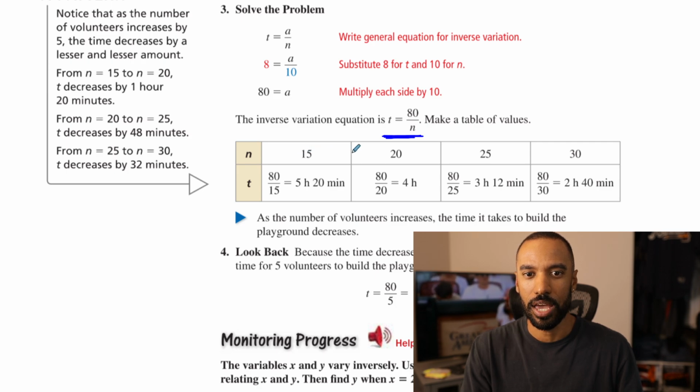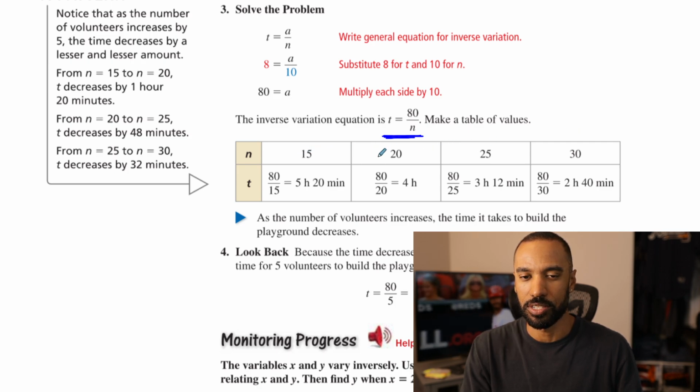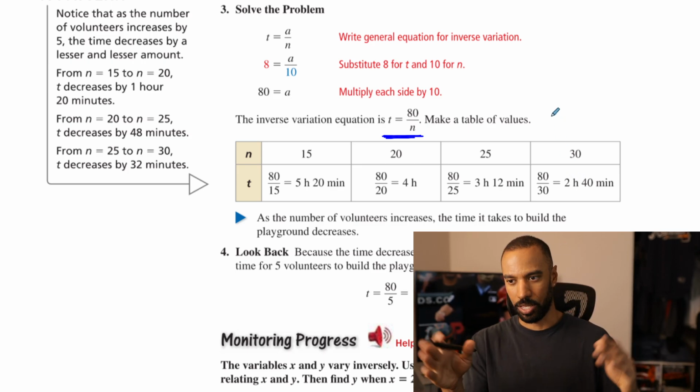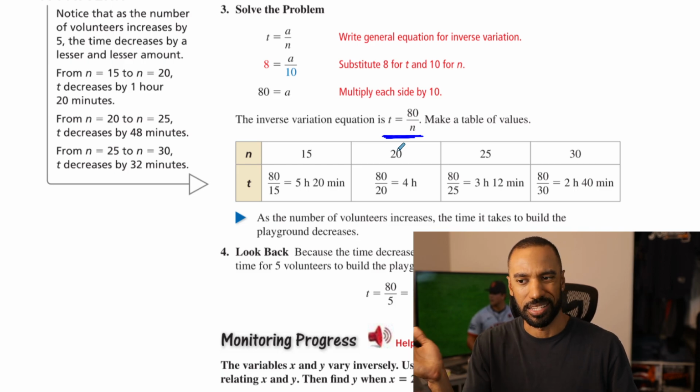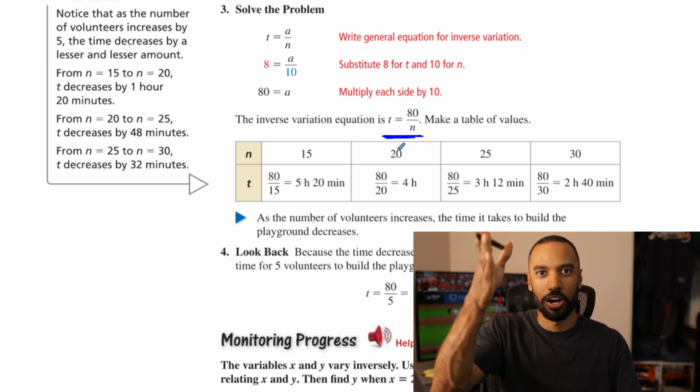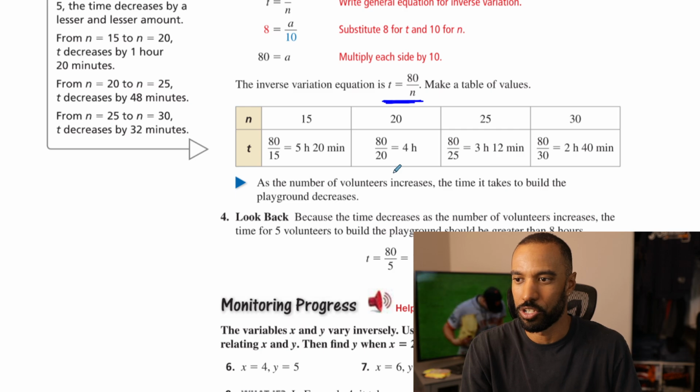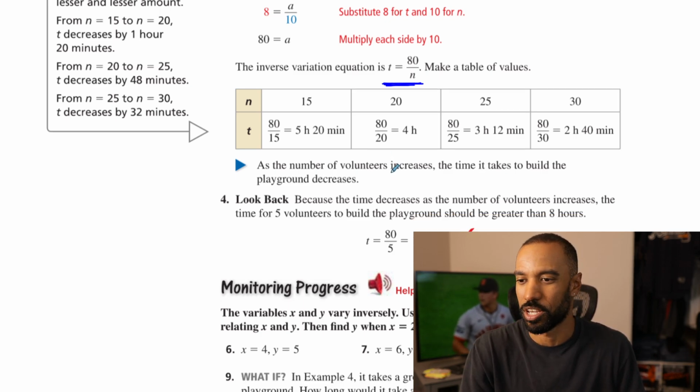So you can see as you get more volunteers, as that increases, it takes less time. It's not a linear amount of less time. It's not like another 5 volunteers is another 2 hours less. That's not how it works. This is a curve that's going to do that. That's how inverse variation goes. But we'll see more of those when we graph in section 6 too.